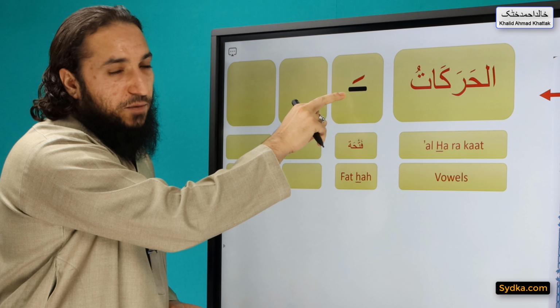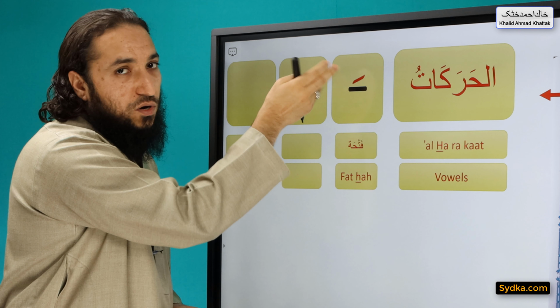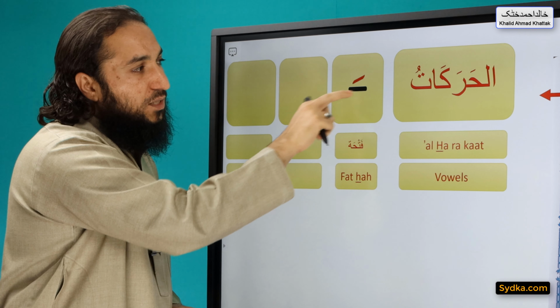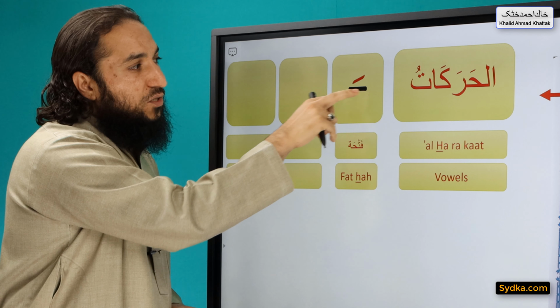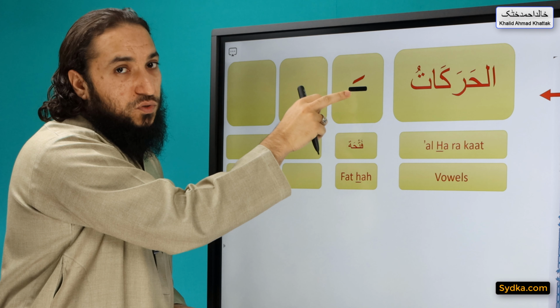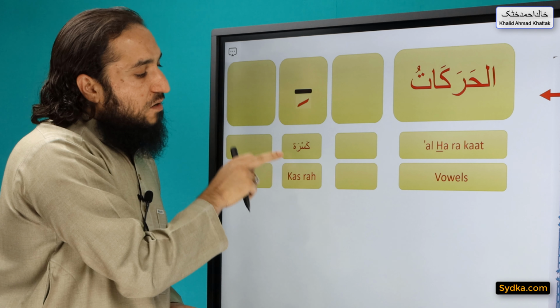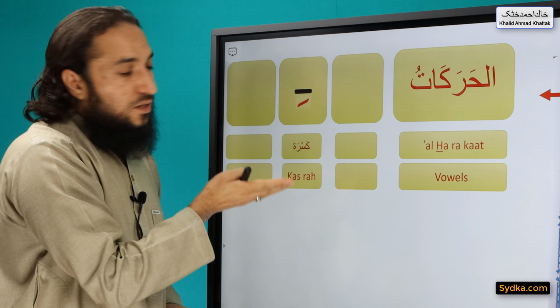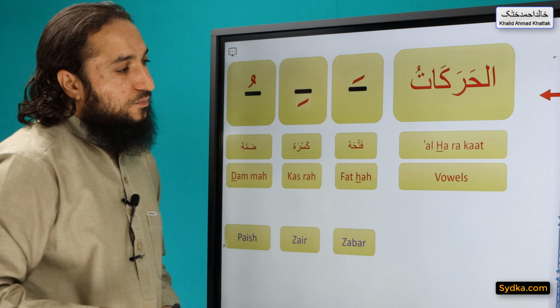So I put this line here just to indicate that the fatha always goes on top of a letter. So this black sign doesn't mean anything in itself, but just indicates that the fatha always goes on top of a letter, and kasra always goes underneath the letter, and dhamma always goes on top of the letter.